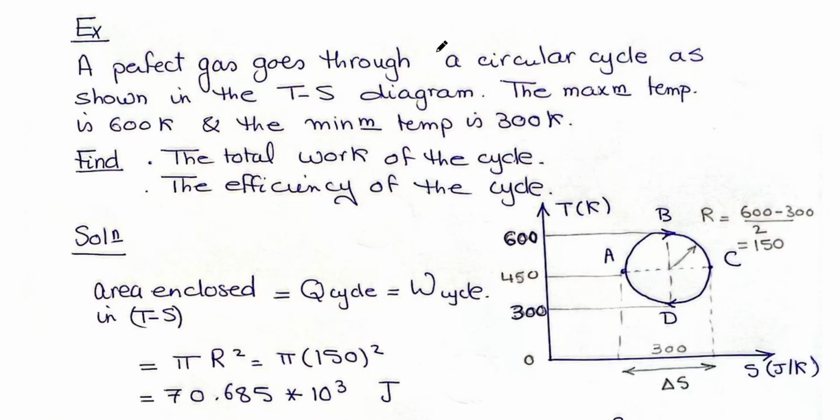Another example on the cycles, we have a perfect gas, perfect means ideal gas, through a circular cycle as shown in the TS diagram. Take care, this is the TS diagram, not the PV diagram. It's given that the maximum temperature is 600 and the minimum temperature is 300. These are the two givens. It's required to find the total work and the efficiency of the cycle.